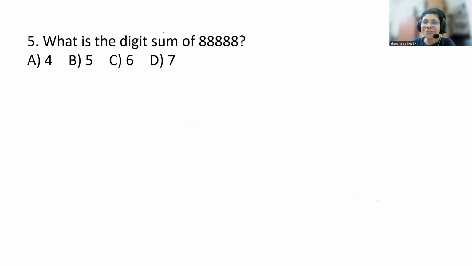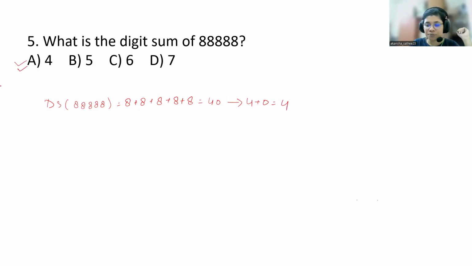Okay, what is the digit sum of this cute number 888? Simply, you just have to compute the sum of the digits. How many 8s are there? 1, 2, 3, 4, 5. So it is 8 plus 8 plus 8 plus 8 plus 8. 8 plus 8 is 16, or you can just multiply: 5 eights are 40. So it is 40. But again, it is a two-digit number, so you have to compute the digit sum again. So 4. Simple. A is your correct option.